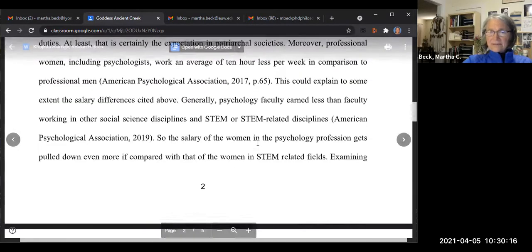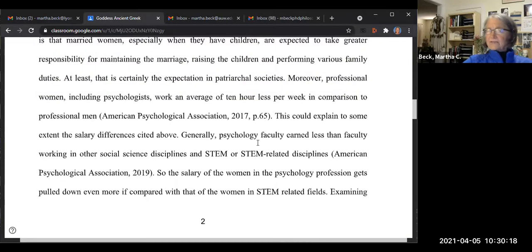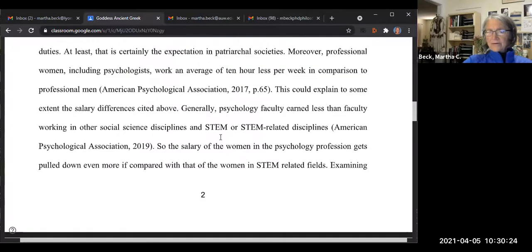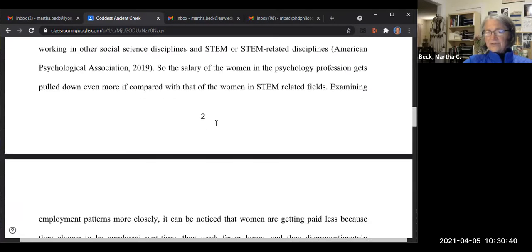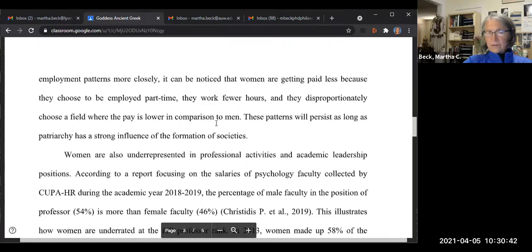All right, I hope you understand that there could have been one more sentence here just confirming that women are not as prominent in STEM disciplines, and those tend to pay more.